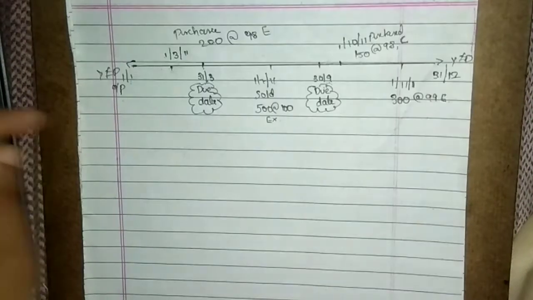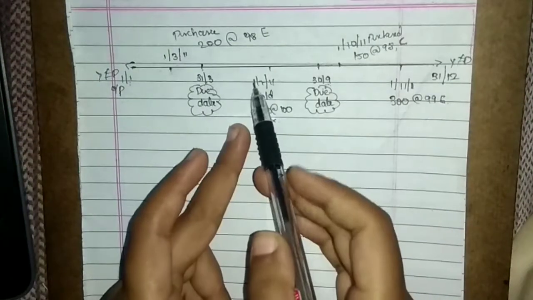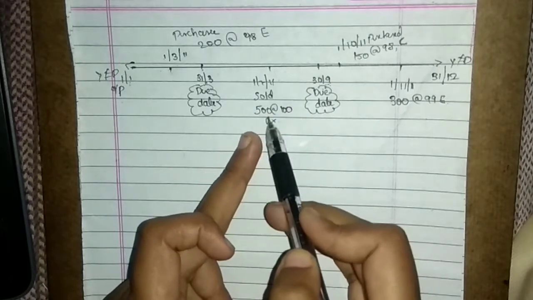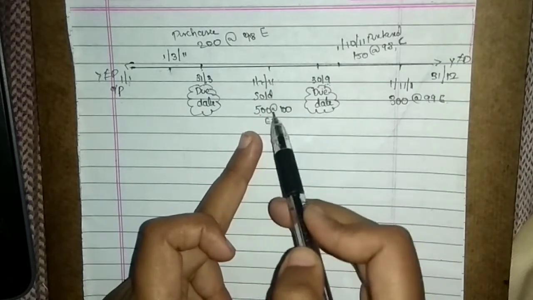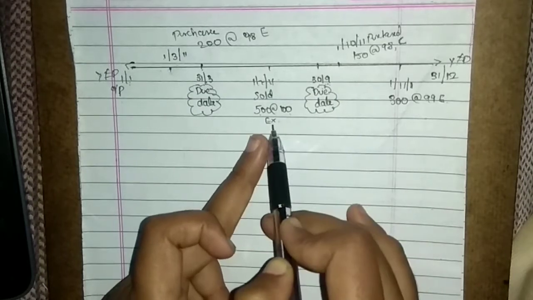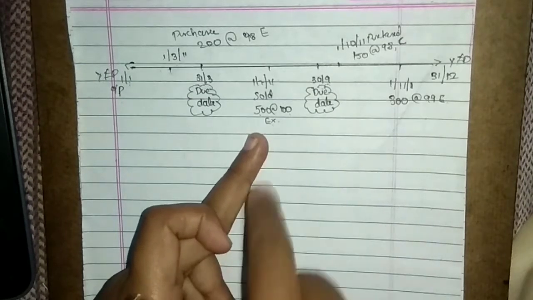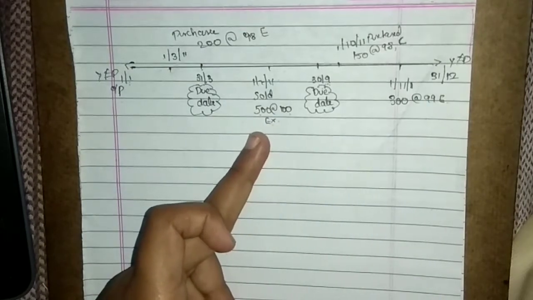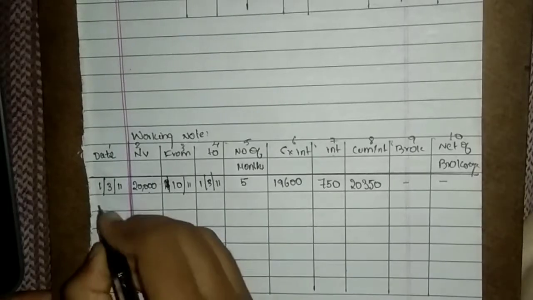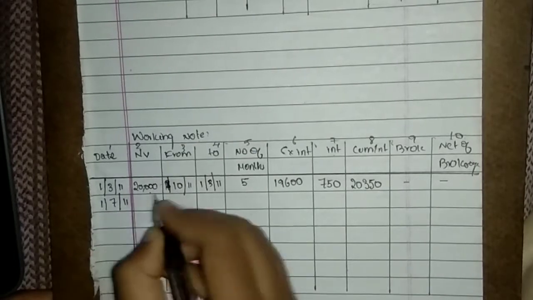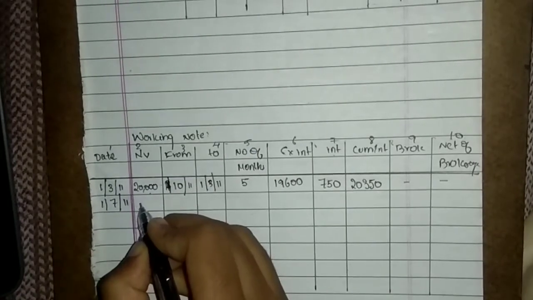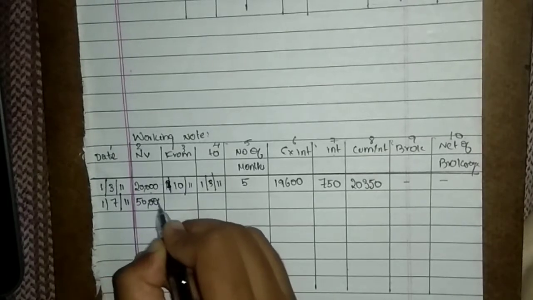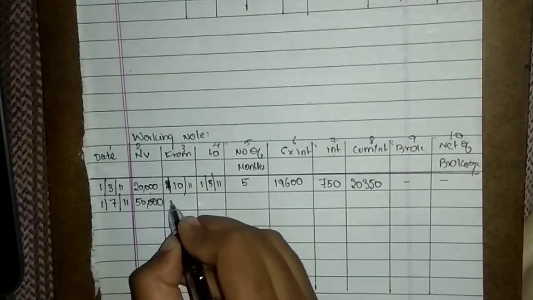Next, the next scenario is on 1/7/11 you have sold 500 units at 100 rupees of the ex-interest price. So when you are selling or purchasing, go to the working note and do the routine procedure. On 1/7/2011, what is the face value? 500 into 100 will be 50,000. And what is the due date for this?